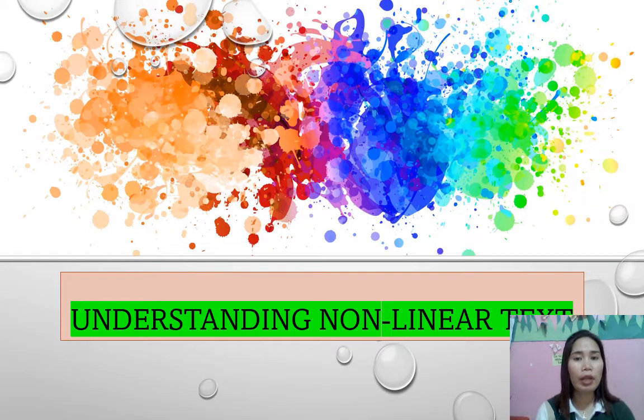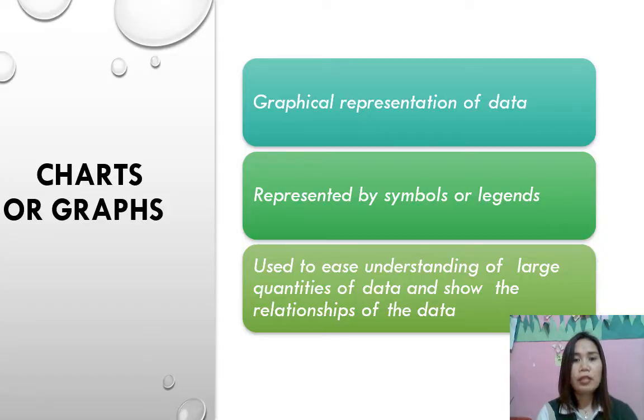Again, non-linear text includes visuals or graphs. Its examples include flowcharts, graph, pie chart, bar graph, graphic organizers, knowledge maps, or story maps. Let's discuss it one by one. First, let's have the charts or graphs. These are the graphical representation of data.